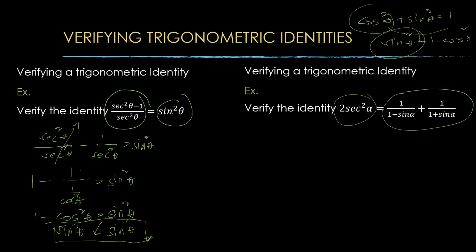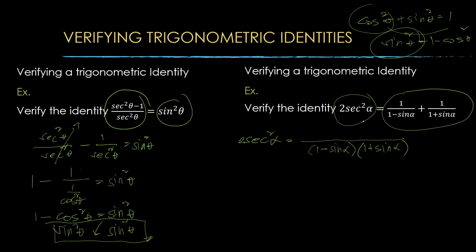What does the guideline say? Always start with the more complicated side. Which one is more complicated? The left-hand side or the right-hand side? Right-hand side. So we're going to start at the right-hand side. So 2 secant of alpha squared is equal to 1. Okay. Let's directly add this. So I'll have 1 minus sine of alpha times 1 plus sine of alpha.